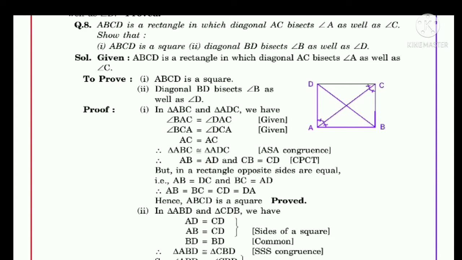ABCD is a rectangle in which diagonal AC bisects angle A as well as angle C, so that ABCD is a square, diagonal BD bisects angle B as well as angle D. So first of all, here ABCD is a rectangle mentioned, and with this AC bisects angle A and C. That means bisects means what? All of you know, an angle separates into two equal parts.